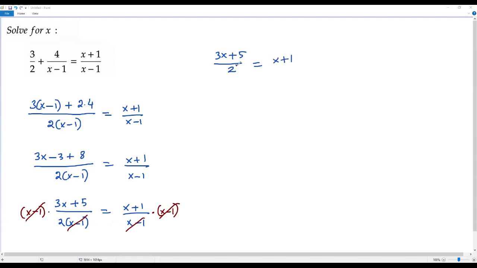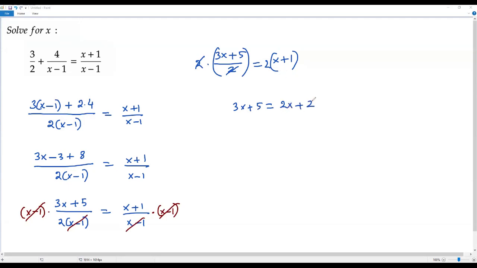Okay, still we have denominator 2 on the left side. To get rid of the denominator 2, I'm going to multiply both sides of this equation by 2. So then 2 will cancel out. I'm getting 3x + 5 equals, we can distribute this 2 to x and +1. When I do so, I'm getting 2x + 2.